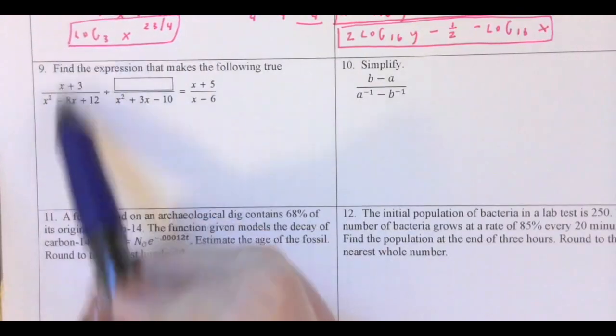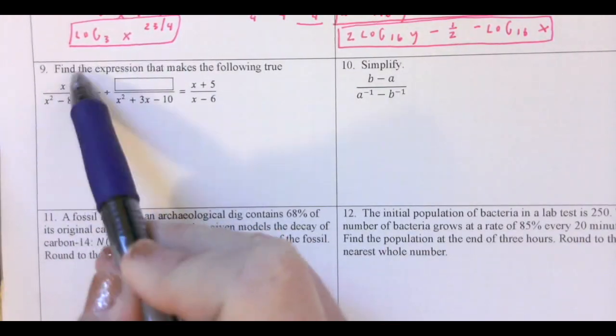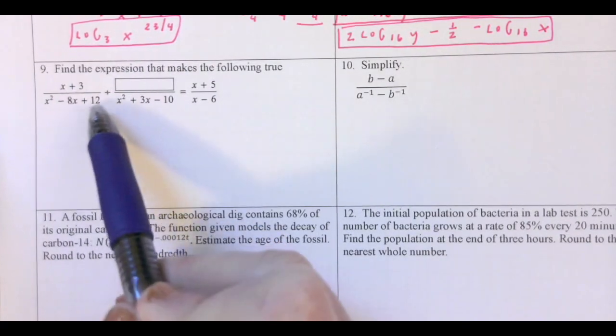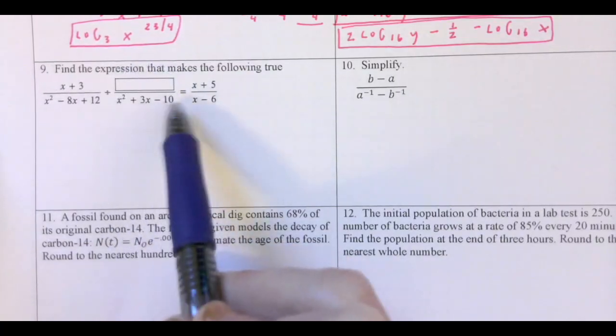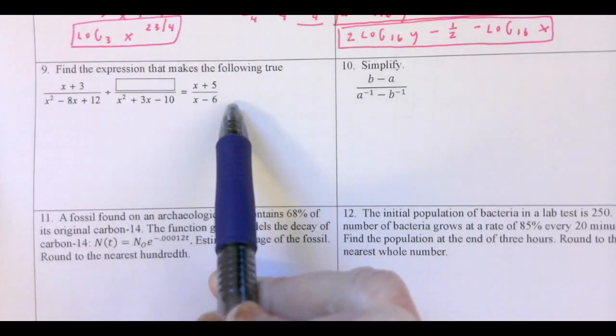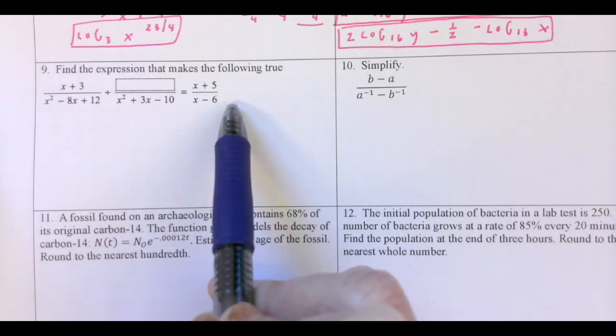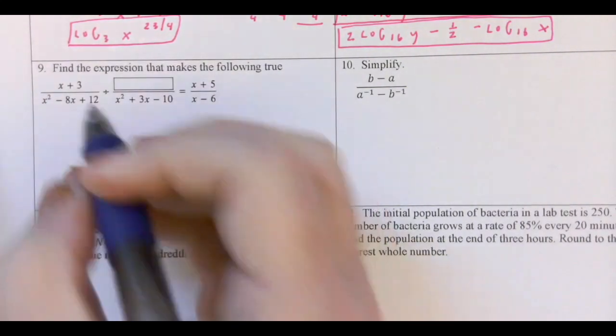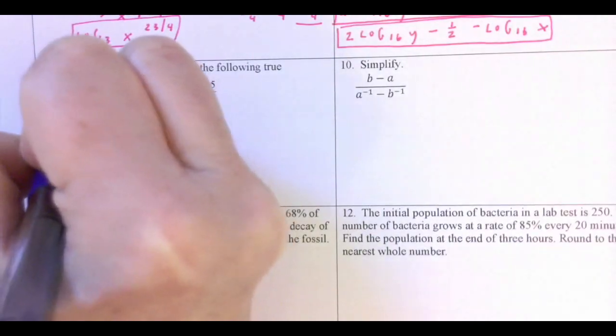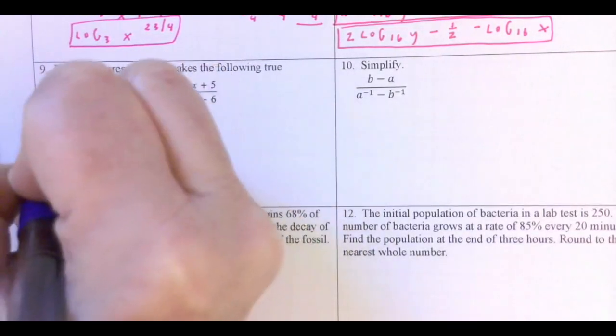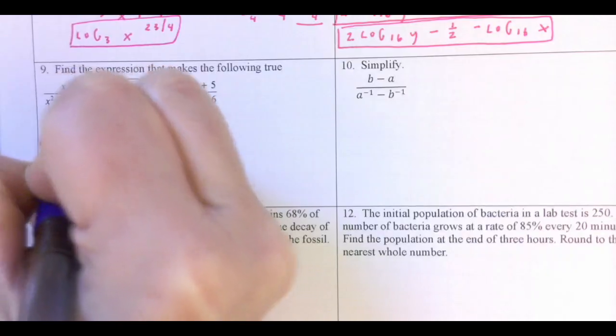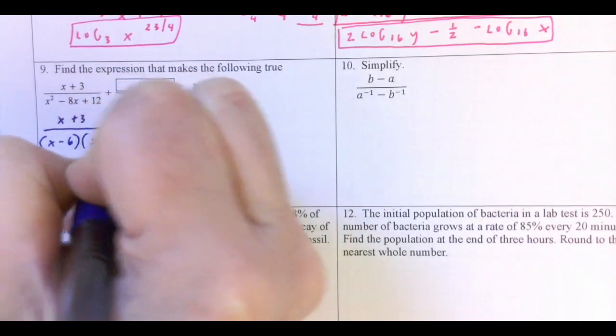Okay, so here I see that I have this ratio or this package here divided by whatever goes here equals this part right here. So I think what makes sense is let's first factor everything and look at what's missing. So right here I have x plus 3 over x minus 6 times x minus 2.